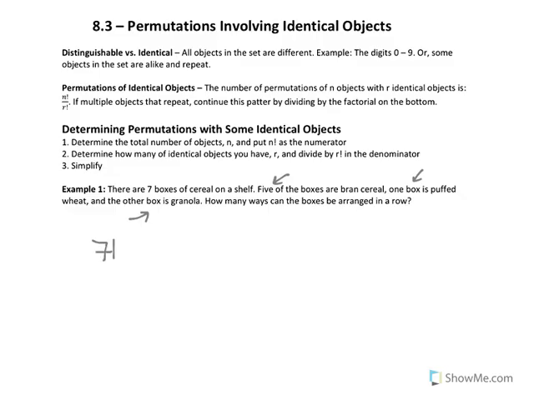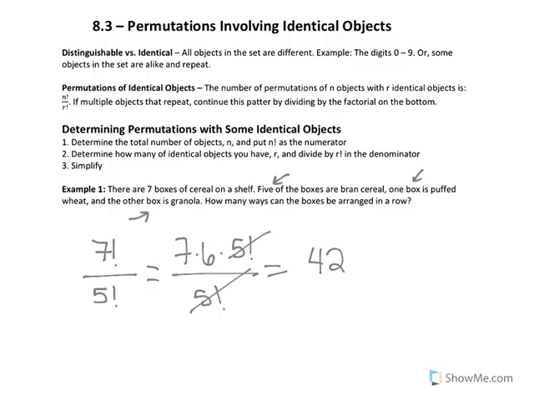So we have 7 factorial ways to arrange all of the cereal. But because 5 of them are the same, we don't want to show the different ways to show the identical boxes of cereal in there. So I'm going to divide by 5 factorial for the amount of ways we can arrange those 5 boxes. So this would be 7 times 6 times 5 factorial. So it's 7 times 6, so there are 42 ways. So that is what you do when things are identical.